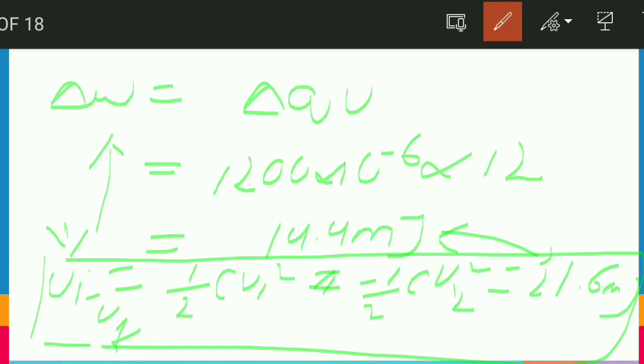That's what I was telling you about in the previous problem. But in that problem, an external agent was doing the work. That was not the case here. So let's move on.